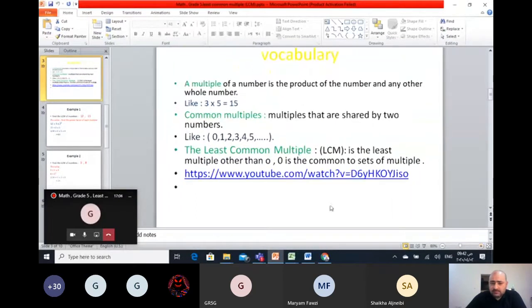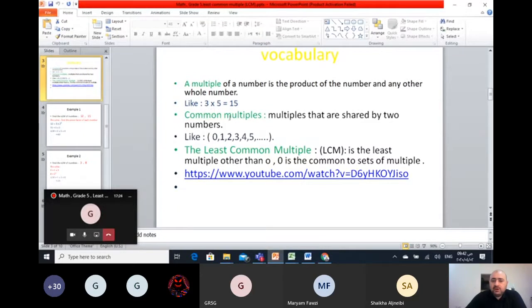For example, suppose we have the numbers 3 and 5. When you get the product, it will be 15. 15 is a multiple of 3 and a multiple of 5.